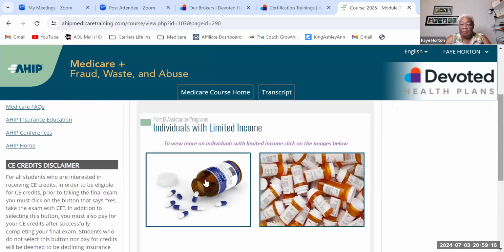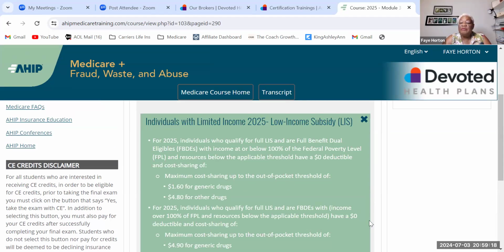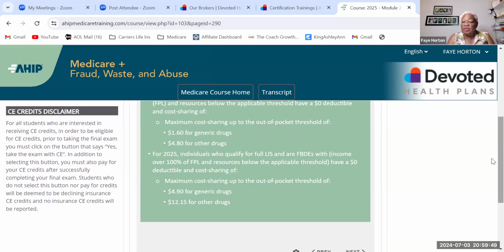Individuals with limited income. For 2025, individuals who qualify for full LIS and are full benefit dual eligibles with income at or below 100% of the federal poverty level and resources below the applicable threshold have a zero deductible and cost sharing of maximum up to the out-of-pocket threshold of $1.60 for generic drugs, $4.80 for other drugs.